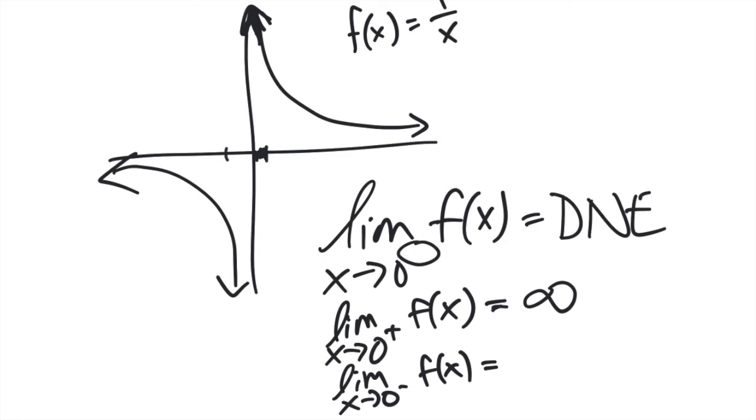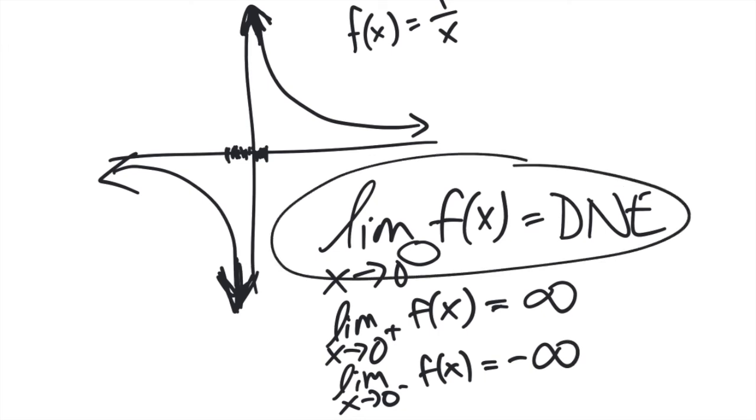So in other words, your x values are getting closer and closer to 0, but you're on the negative side. Those are going down here. And so the limit there would be negative infinity. So remember, what do we need for the general limit here to exist? Well, we need the left-hand limit and the right-hand limit to go to exactly the same place. And that does not happen in this problem.